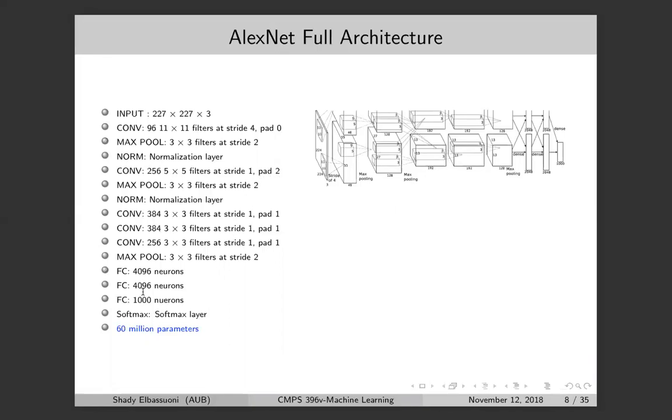Okay. Finally, you have fully connected layers, which happen to have 4096 neurons, another one which is exactly the same, and then one fully connected layer, which is 1000 neurons. And then finally, you do a softmax on this. In total, it had 60 million parameters. So a lot of parameters.